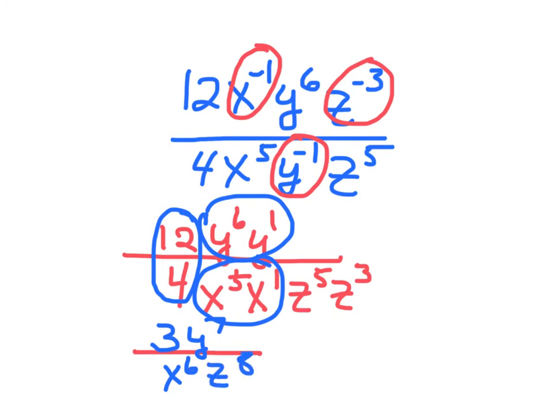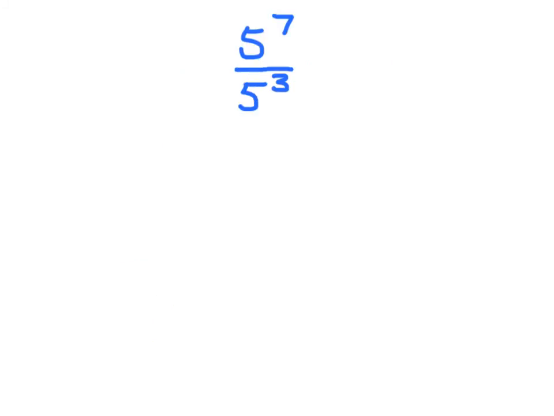z to the 8th. In this problem, we have 5 to the 7th over 5 to the 3rd. So 7 5's on top, 3 5's on bottom. So we have a total of 4 5's on top. And 5 to the 4th on a calculator equals 625.